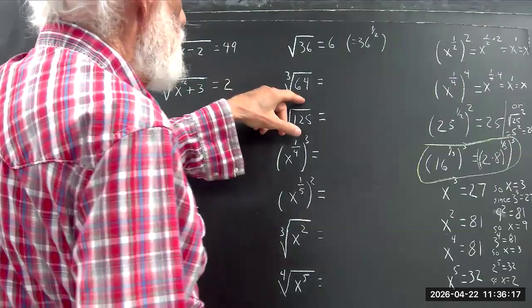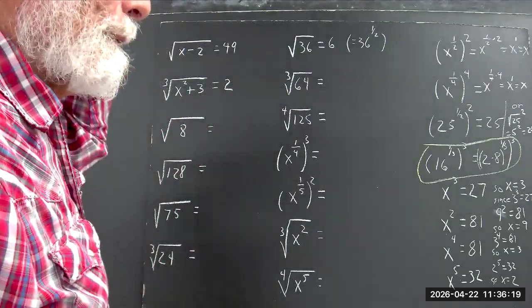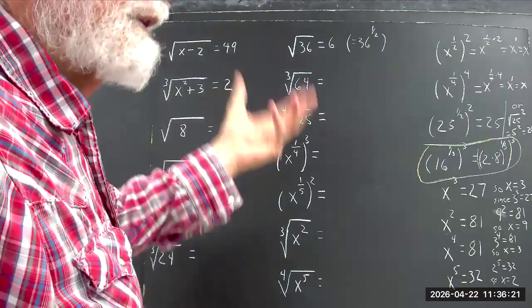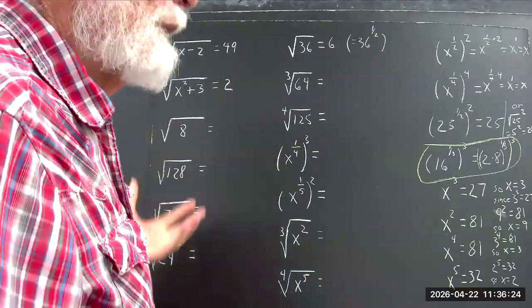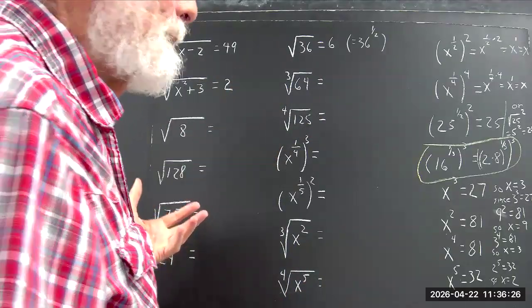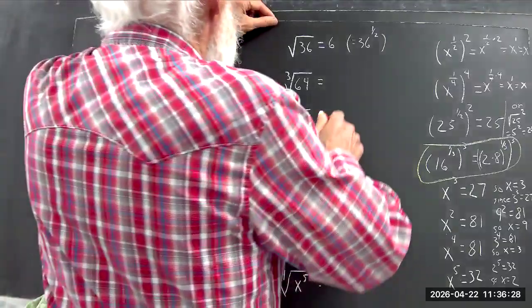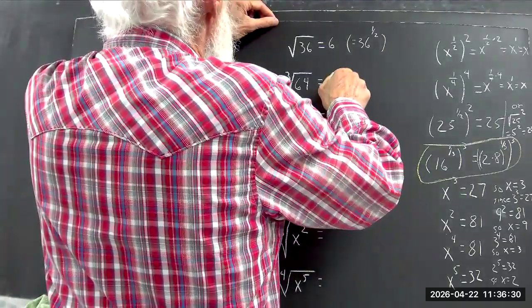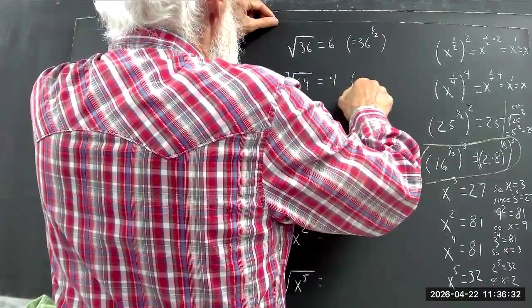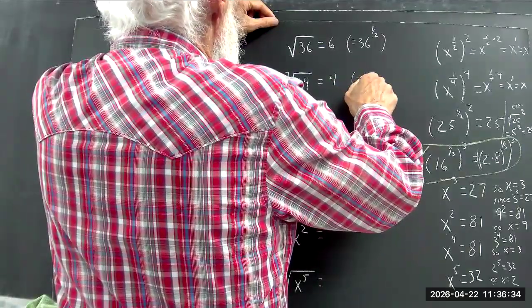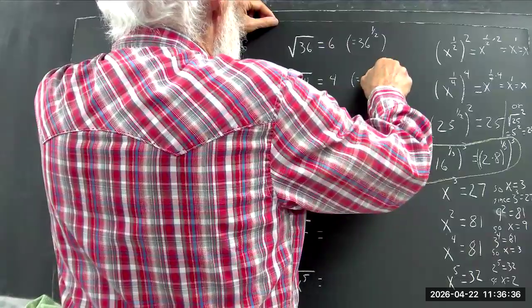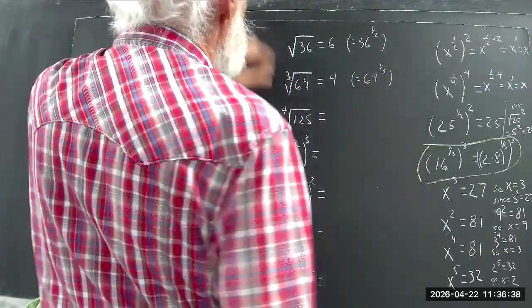Okay, what's the cube root of 64? Okay, well, that's a number you cube to get 64. What do you cube to get 64? Well, the answer is 4. And that's, of course, equal to 64 to the 1/3.